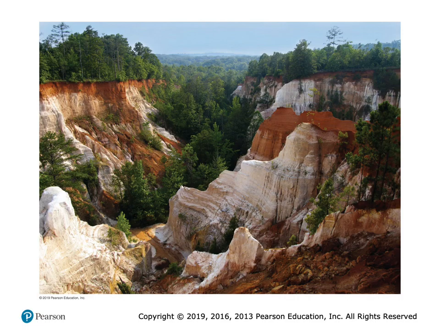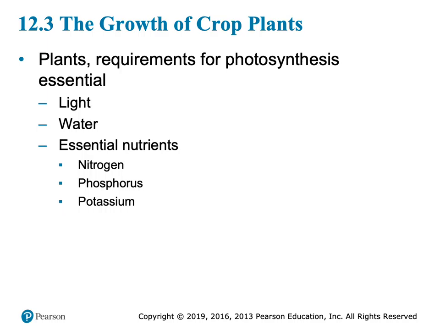So let's talk a little bit about the growth of crop plants. Plants require photosynthesis to grow, and in order to conduct photosynthesis, they need three things. Plants depend on light, water, and essential nutrients, and two of those blanks are in your notes. These essential nutrients can be nitrogen, phosphorus, and potassium.